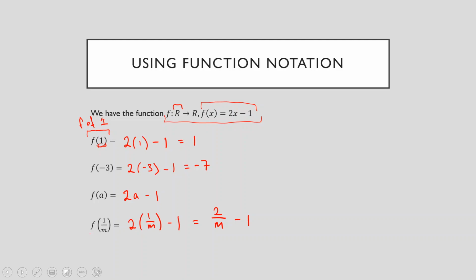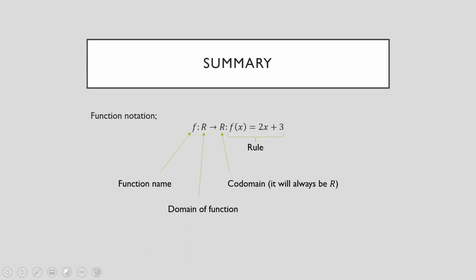So that's it for this video. Here's our summary. These are the parts of your function notation. You've got the function name, followed by a colon, followed by the domain of the function, which may be all real numbers. It may just be an interval of some kind. Depends on the question. Followed by an arrow and an R. That will always be the case. That should not be a colon. That should be a comma. Sorry. And the last thing that you write out is your rule.